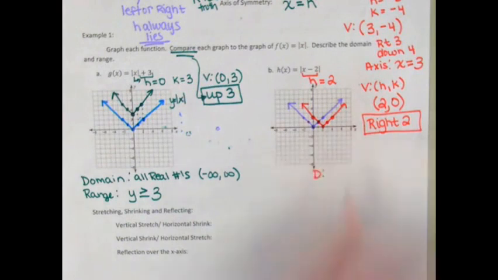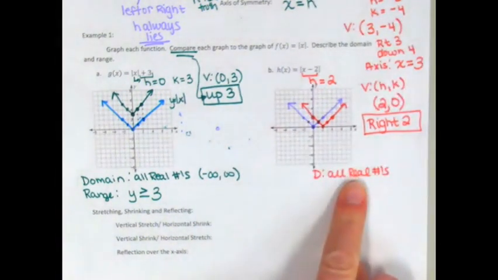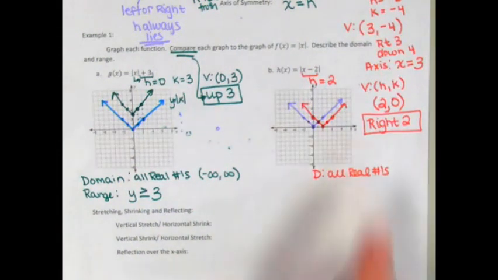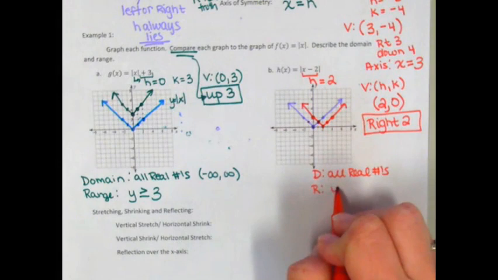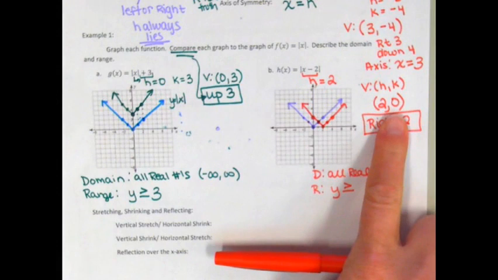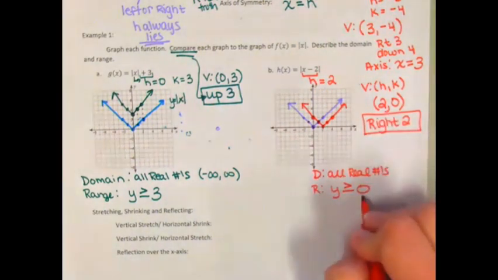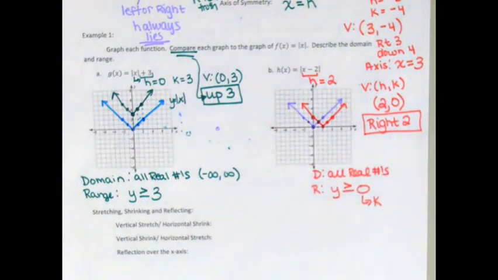What's my domain? All real numbers. Does that ever change? No. This should be an easy point for you. No matter what, this should always be all real numbers. And then my range, it still opens up, right? So it's going to be y is greater than or equal to, and what's my k? What's my y coordinate of my vertex? 0. So it's going to be 0. This is always your k. Any questions with this so far?